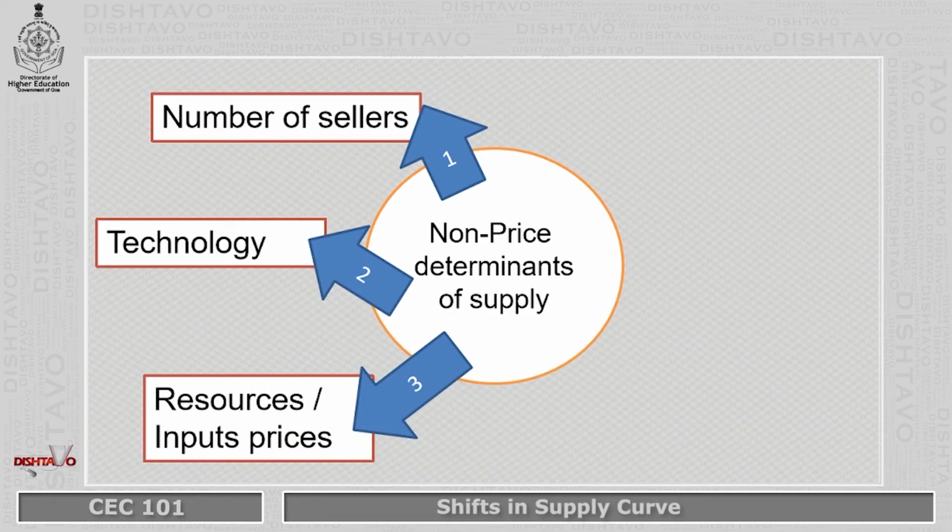Third point, resources or input prices. As the price of resources increases, such as natural resources, labor prices, raw material prices, this will lead to additional cost of production. So there will be less supply of goods in the market due to increase in these prices. So the supply curve shifts towards the left. As the prices of these resources or input prices decrease, the firm will produce more output and the supply curve shifts towards the right.